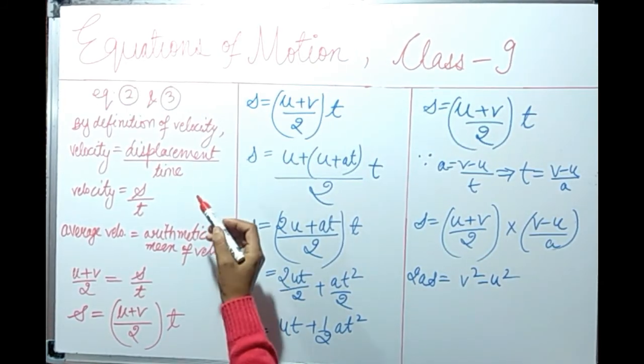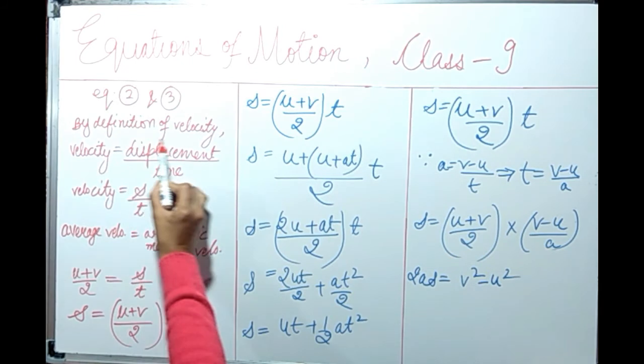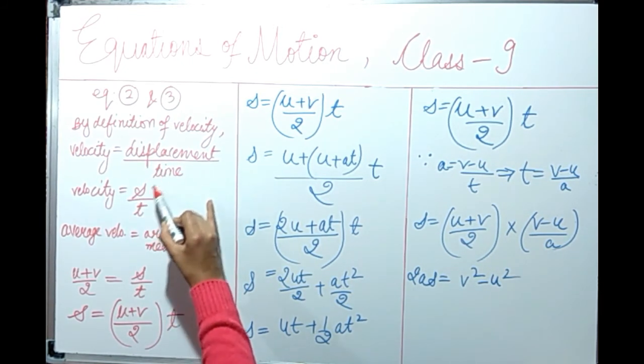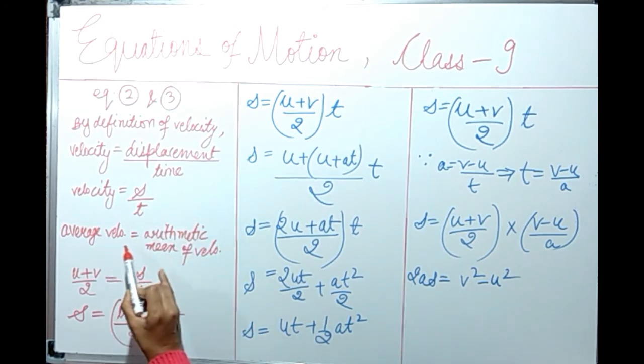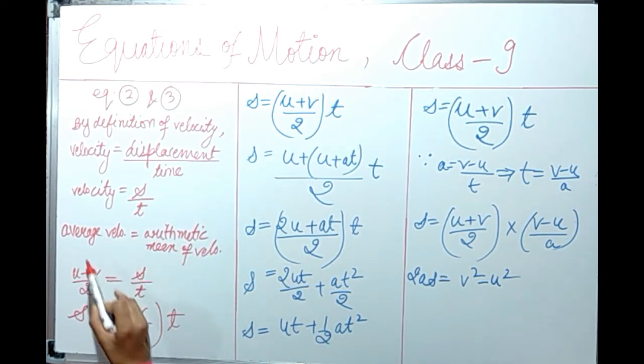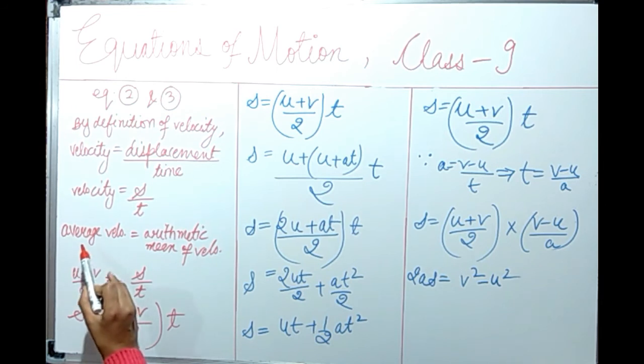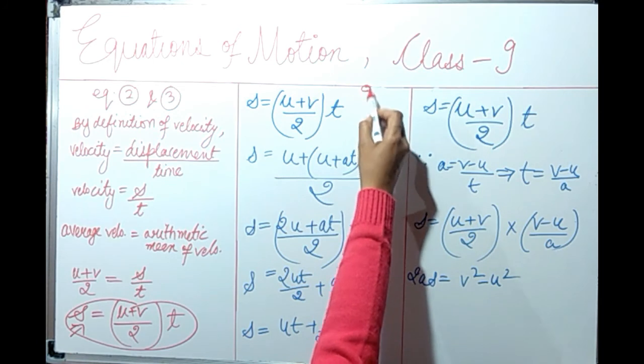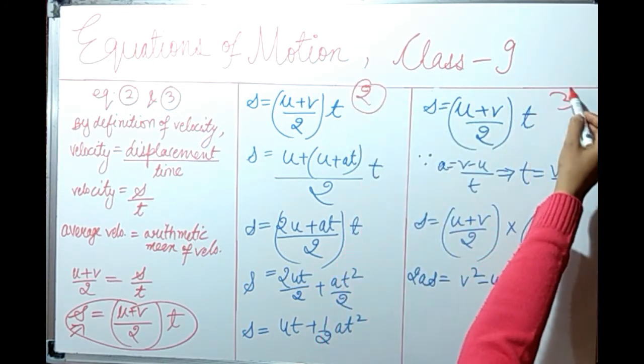Let's quickly revise equations 2 and 3. By definition of velocity, velocity is displacement upon time. Displacement is s, time is t. Average velocity is the arithmetic mean of velocities. Here we are taking u and v, so our average velocity is u plus v upon 2 equal to s upon t. From here we have got the value of s equal to u plus v by 2 into t. Now, this is the expression which we are going to use for equation number 2 and 3.